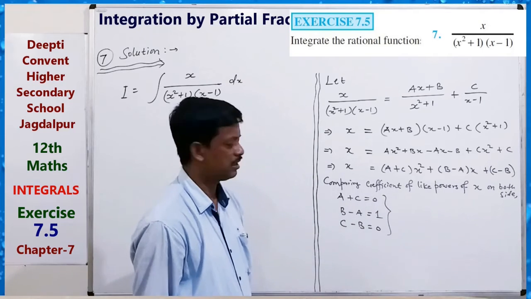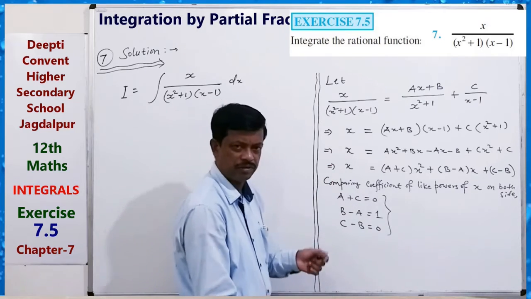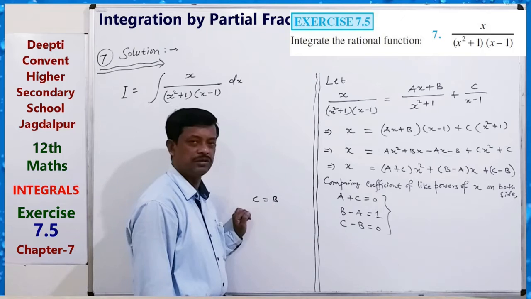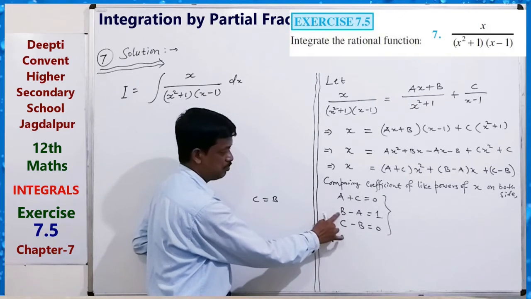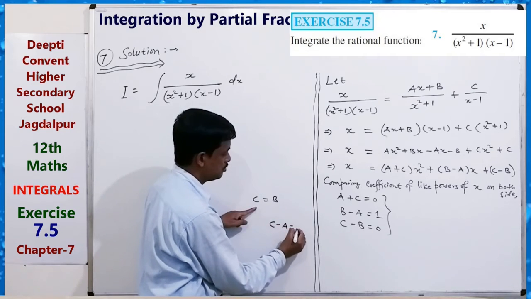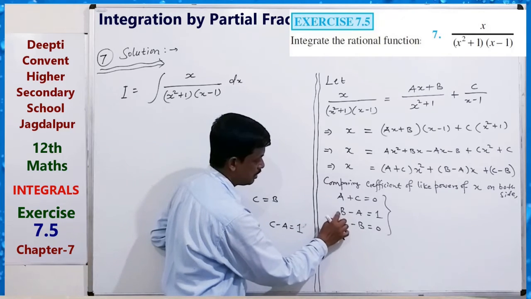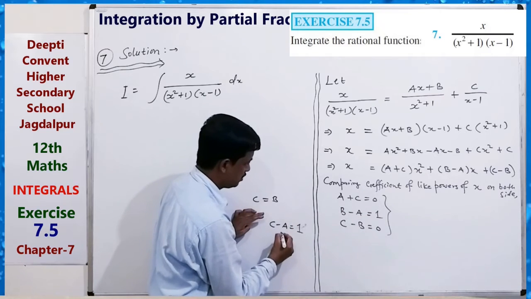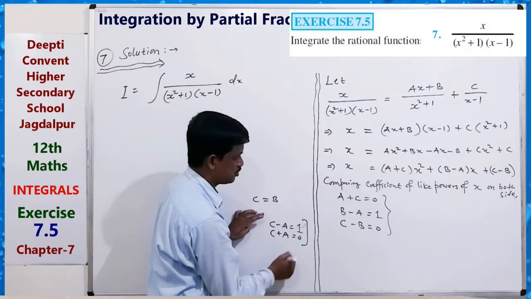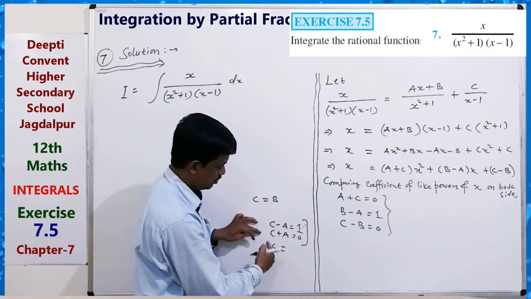You can do it in rough work. How can we find the value of a, b, c from these three equations? Very simple. From here c equals b, that is b equals c. Now in place of b we can write c here. So c minus a equals 1. And also a plus c equals 0. Now solving these two, adding, a cancels, 2c equals what?